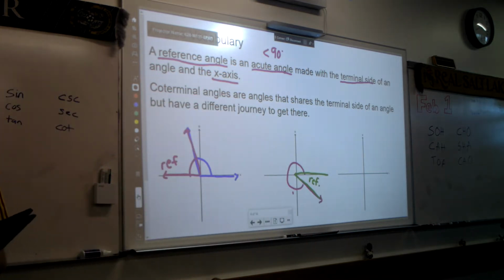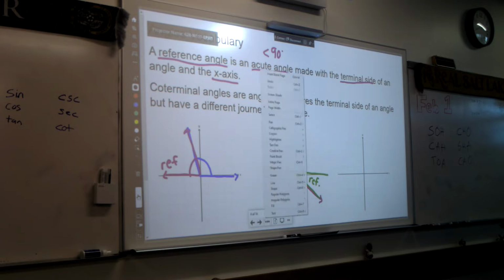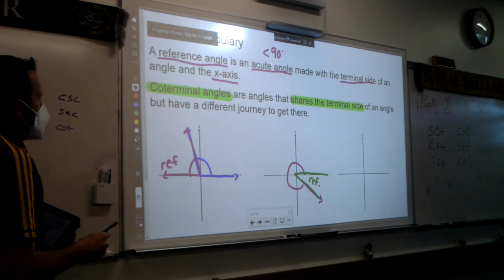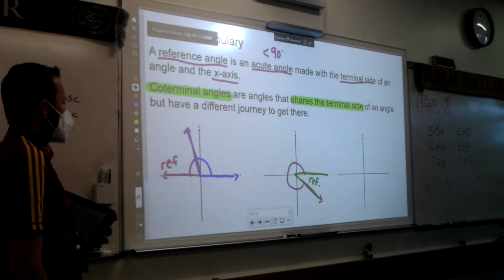Okay? Now, our next type of special angle we're going to talk about is called a coterminal angle. Let's highlight some things here with that. Coterminal means that they share the terminal side. However, they get to that terminal side using a different route, if that makes sense.